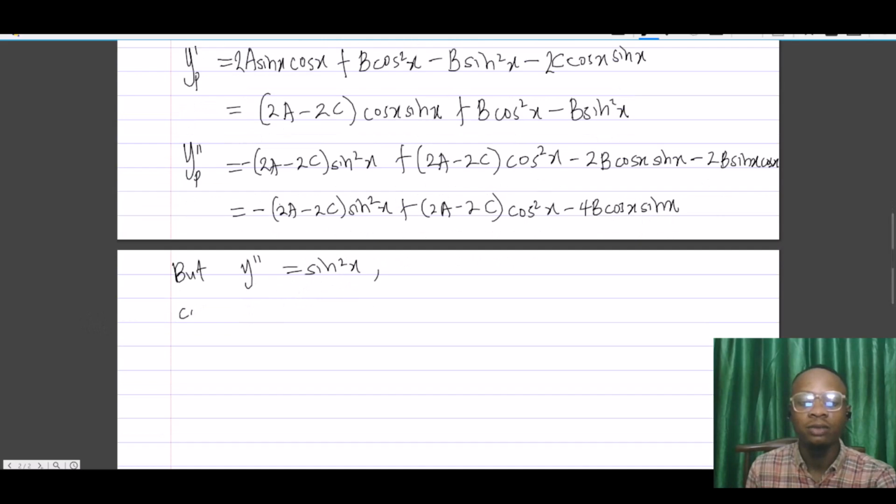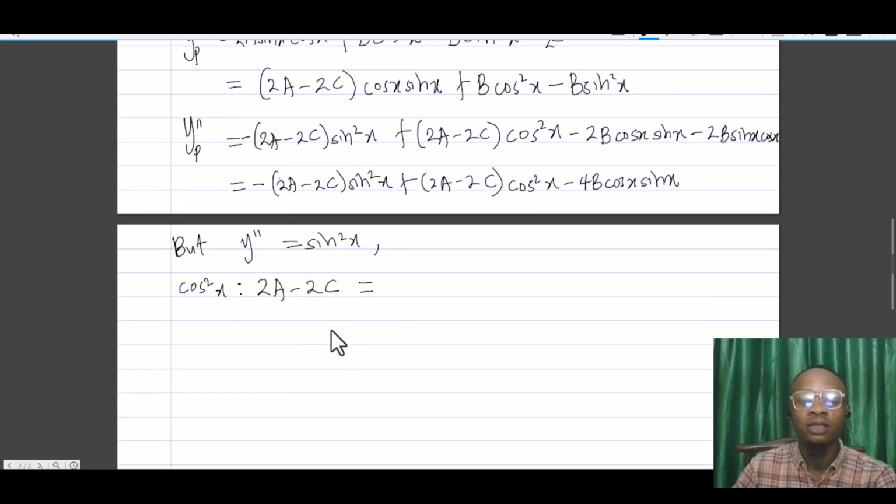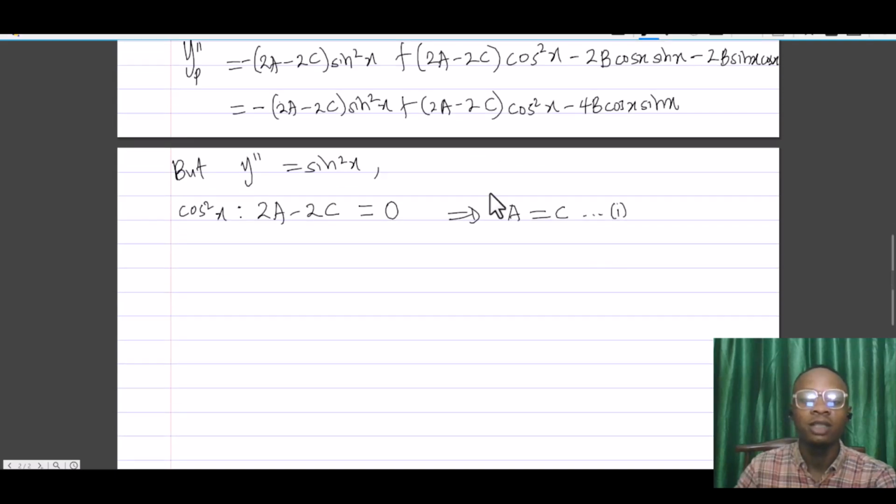So I want to go with cos squared x first. What are the coefficients of cos squared x in y prime prime? Cos squared x is 2a minus 2c. So I'm going to have here 2a minus 2c, which is equal to, that's all we have on this side. There's nothing else to check. Sine squared x, there's no cos squared x here. So 2a minus 2c should be equal to 0, which means a should be equal to c. So let's keep that.